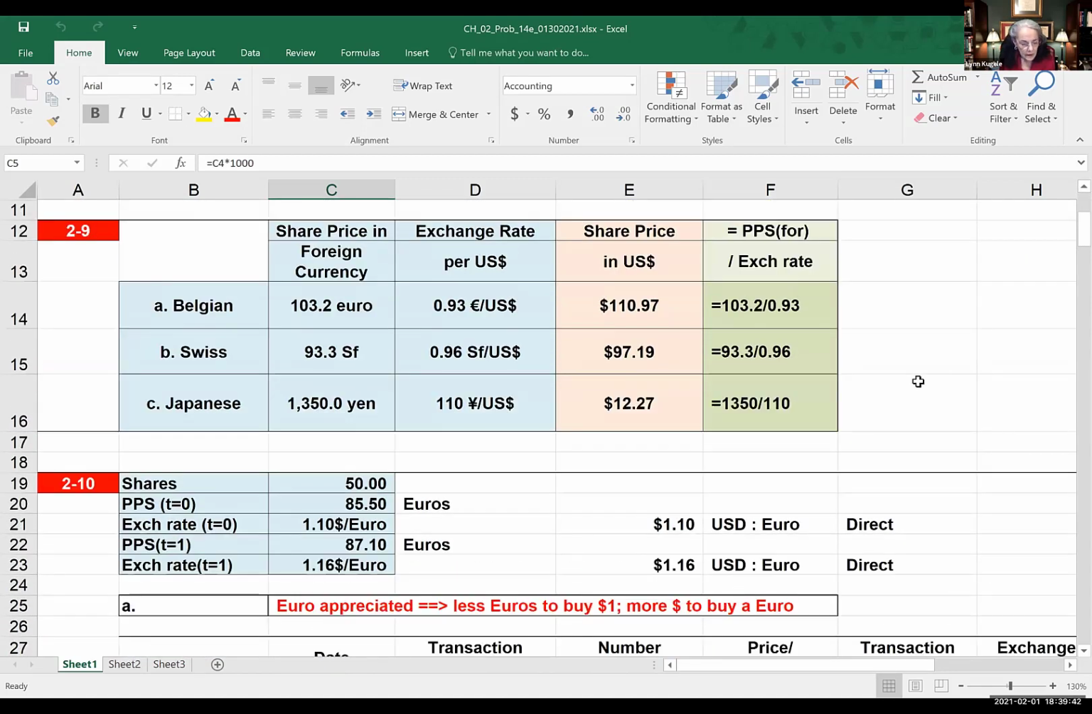Okay. Number 9: in each of the following cases, calculate the price of 1 share of the foreign stock measured in US dollars. There's the foreign currency, the share price in euros, the price in euros to the dollar, the share price in US dollars. And that's how I got it. 103 divided by 93, right there. These are Swiss francs. These are all quoted just like we need them, directly: euro to the dollar, Swiss franc to the dollar, yen to the dollar. So we're okay. We just divide by it.